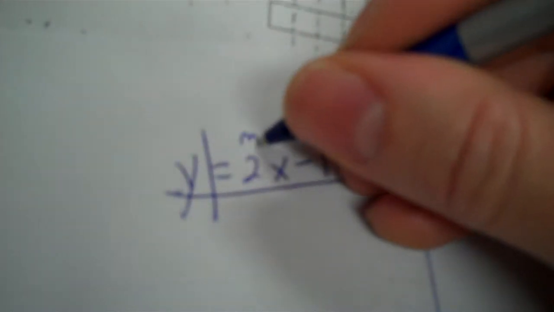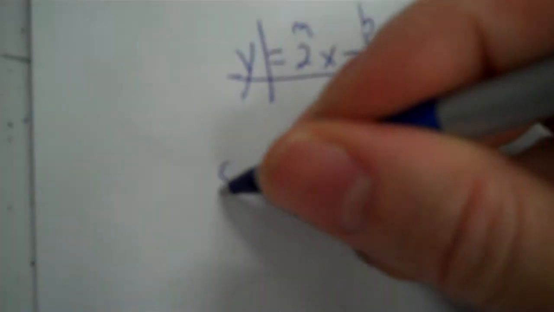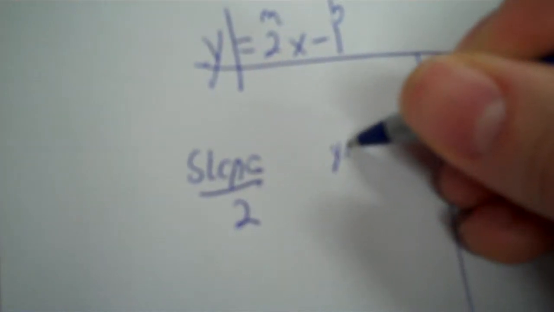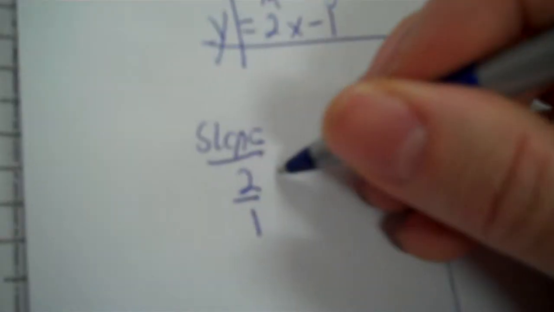Now, the first equation's nice because we have y by itself. So I got m, b. Slope is 2. The y-intercept is minus 1. We want to put a 1 under that. Okay, so we go to negative 1 on the y, then up 2, forward 1. Okay, then negative 6x plus 3y equals negative 3.